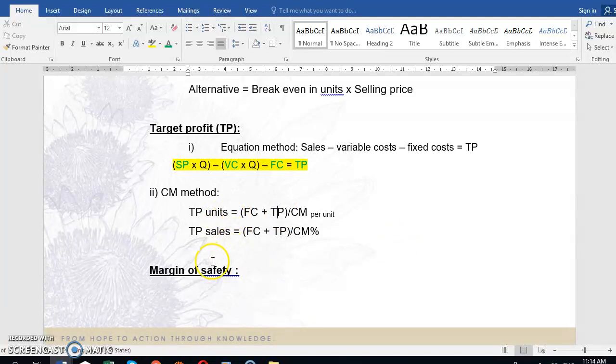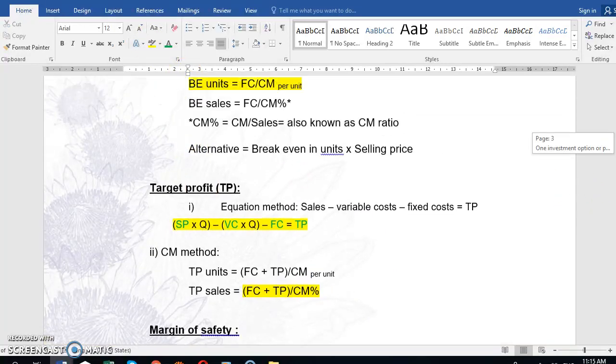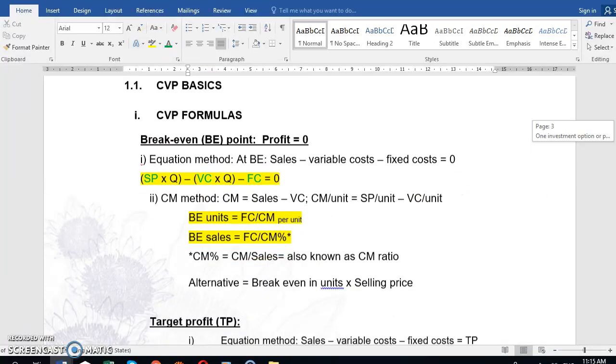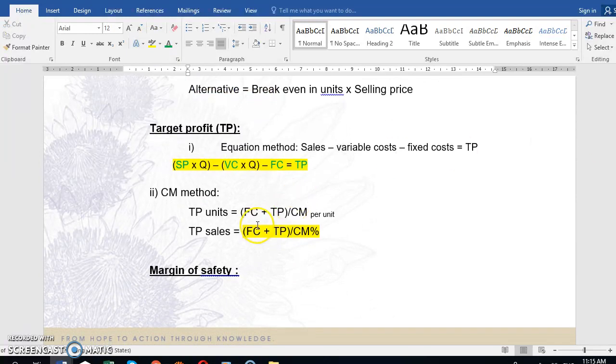If I need to know how much I need in rand value in order to reach my target, it's the fixed cost plus the target profit divided by the contribution margin ratio. I want you to see that this ratio is exactly the same as that ratio. The only difference is I don't just want to break even now, I want to have enough rand value sales in order to make a target profit.